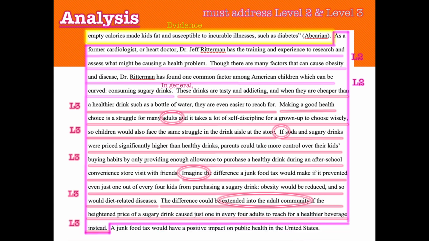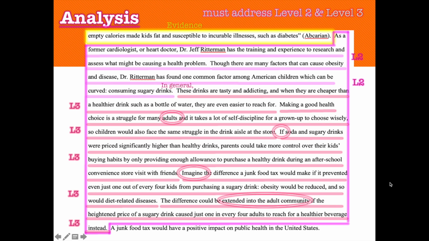Level 3. In the quote, the quote is about children. I have extended this out to the adult community as well. I've talked about how this will benefit people beyond the quote, outside of the context of the quote. Ways to do this. 8th graders, you guys are talking about social media and whether colleges and employers should look at social media. If your quote is about college, extend it out to talk about employers. Vice versa. If your quote is about employers, extend it back and talk about colleges. That is a way to make it level 3 for my 8th graders.